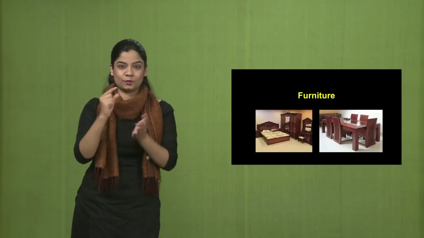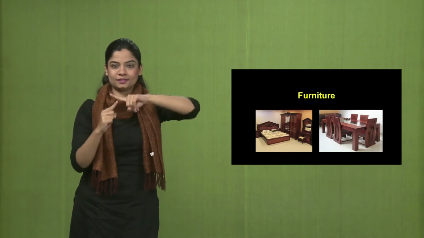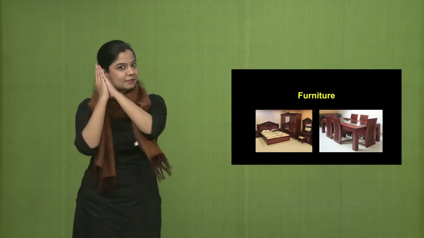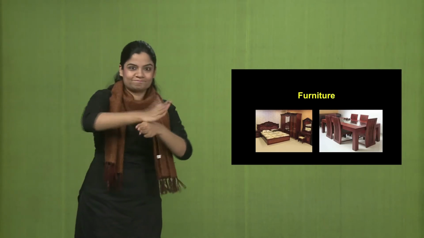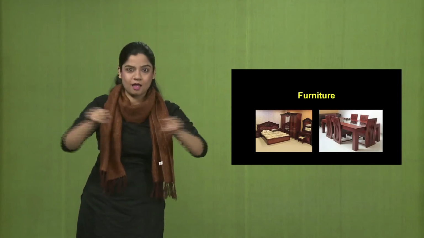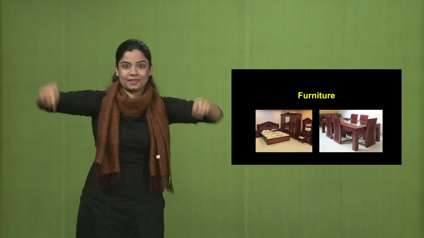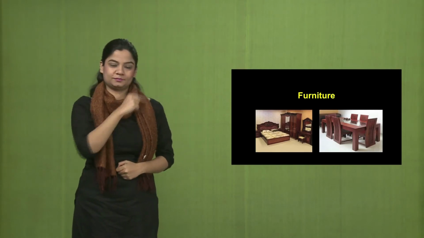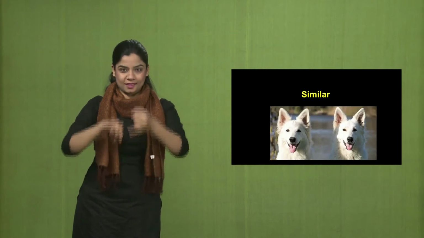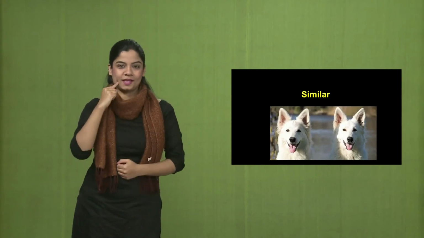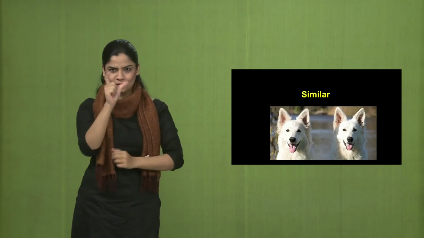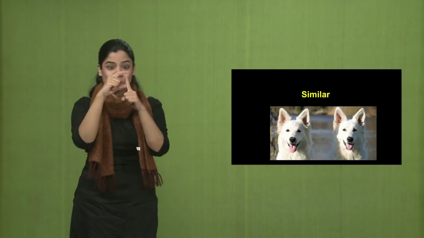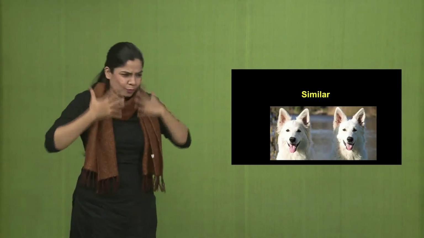Furniture. Furniture can be different things like a bed, which is made out of wood, mirror, sofa, table, chair, etc. Similar, having resemblance in the appearance. As you can see in the picture, both the dogs look very similar. So, having resemblance in appearance is similar.